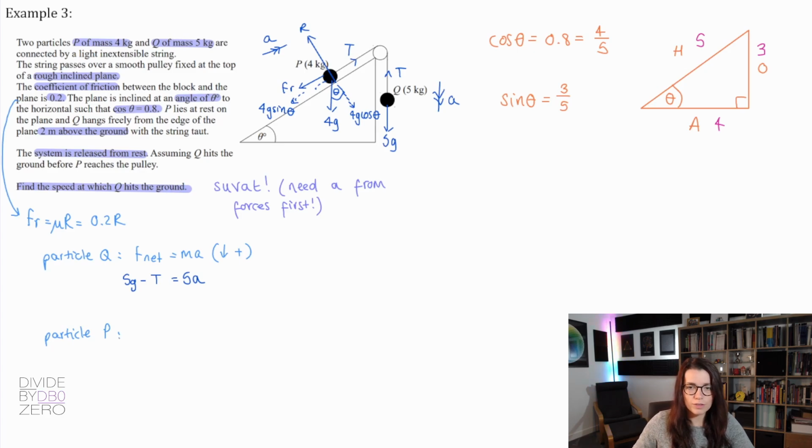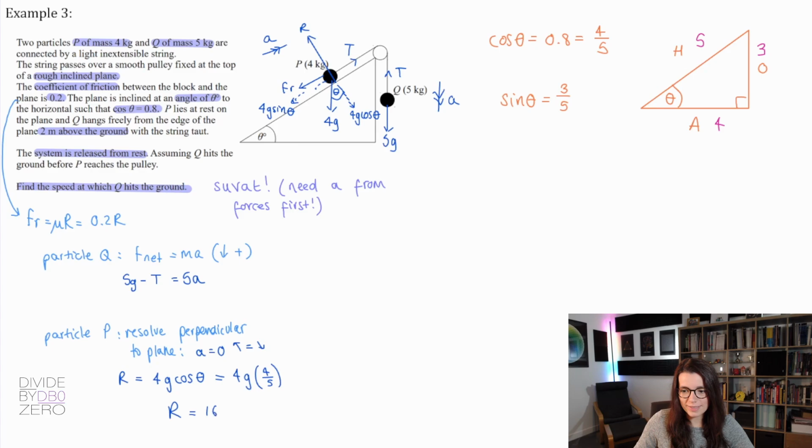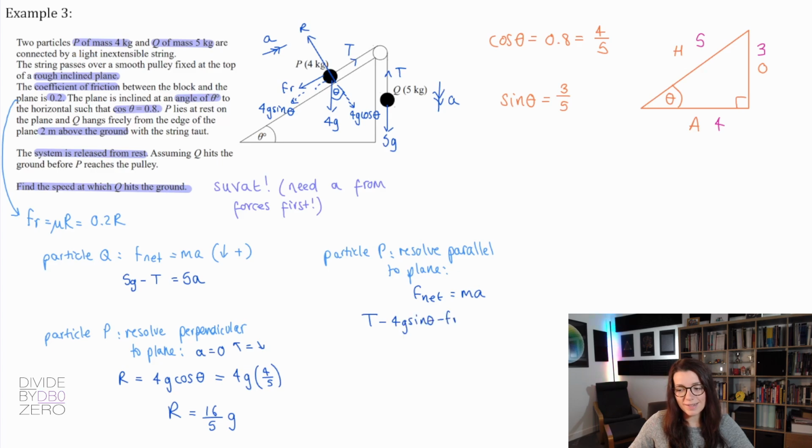For particle P, I'll resolve perpendicular to the plane first, because we have a bit more information in the perpendicular direction. So again, in the perpendicular direction, a is 0, so forces up are equal to forces down, meaning we're going to have R equals 4g cos theta. We know cos theta, so 4g and then 4/5. Therefore, R is going to be equal to 16/5 g. If we now resolve parallel to the plane for particle P, and we look at our net forces, following the direction of acceleration, that will be T, and then minus 4g sine theta minus the frictional force. And that will be equal to 4a.